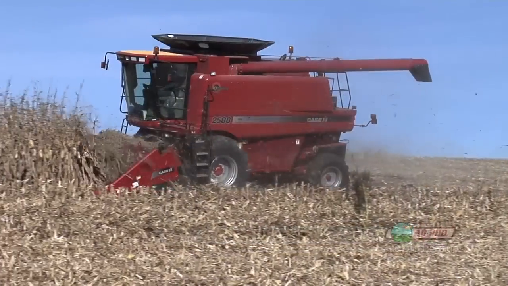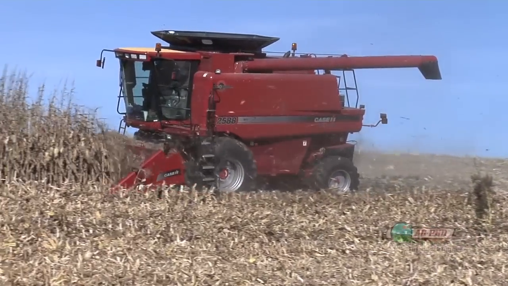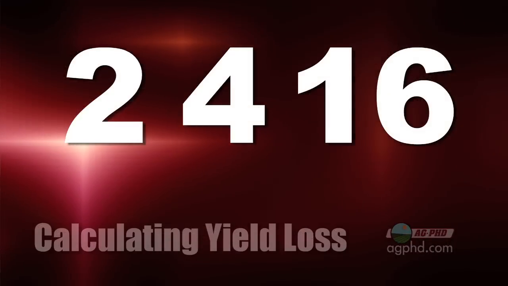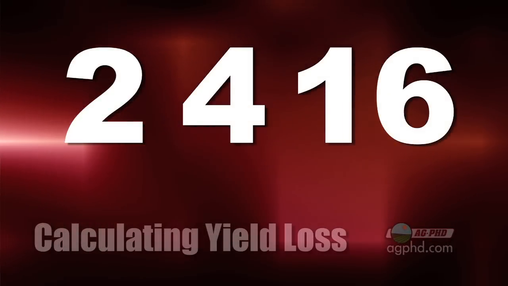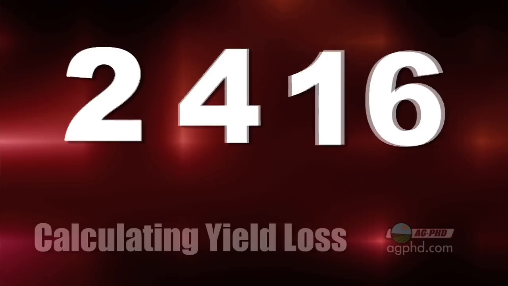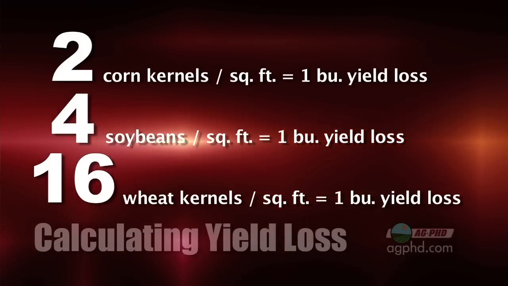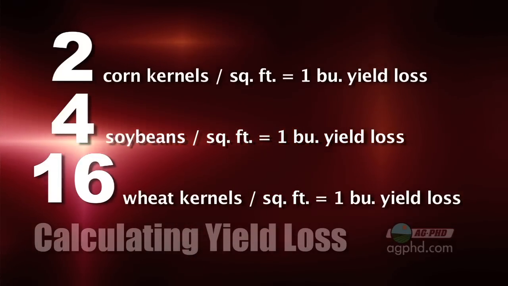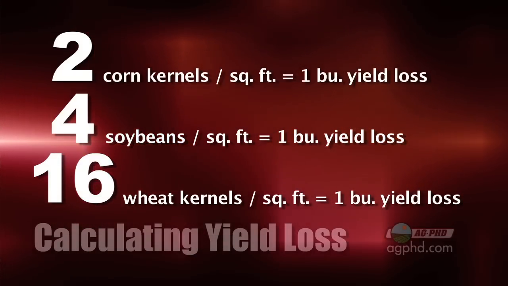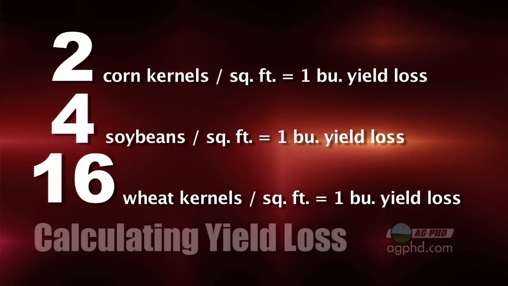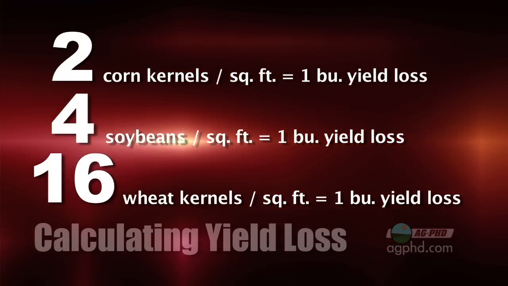All you need is to take this out behind your combine and throw it on the ground and see how many kernels of grain are laying there in that square foot. So where the 2, 4, 16 comes to is how many seeds you need to see 1 bushel of yield loss. So in other words, with corn, it takes 2 inside this little 1-foot square, soybeans 4, and wheat 16 seeds inside that square, and then you've got 1 bushel of yield loss with each of those crops.